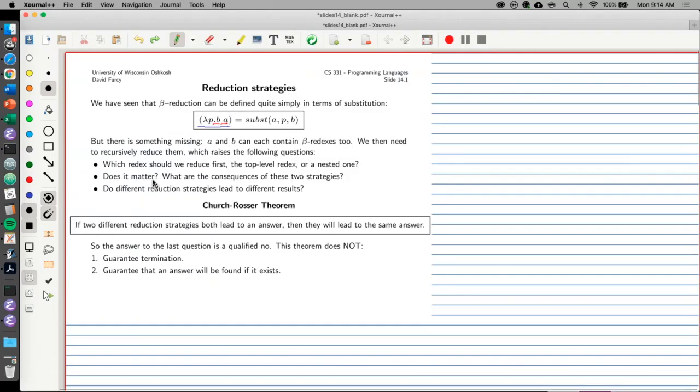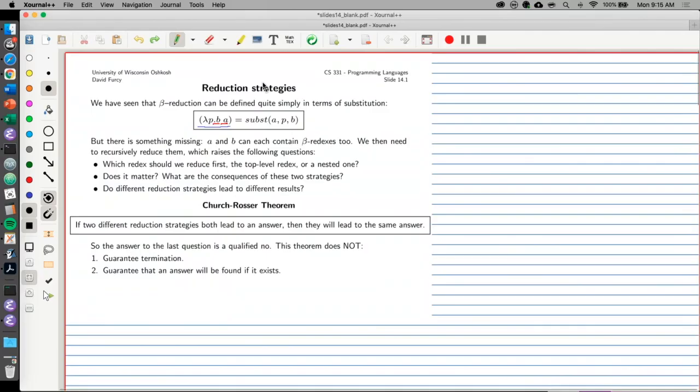So does it matter which strategy you use? In particular, if you pick different strategies, could you get different results? That would be a problem, right? Because if your program gives different results depending on which order you evaluate it, you better be careful which strategy you use. So we're going to answer all of these questions today. We're going to explain a couple of different strategies and give an answer to these questions. Before we dive into that, though, are there any questions about this introduction, this motivation for why we're discussing reduction strategies?